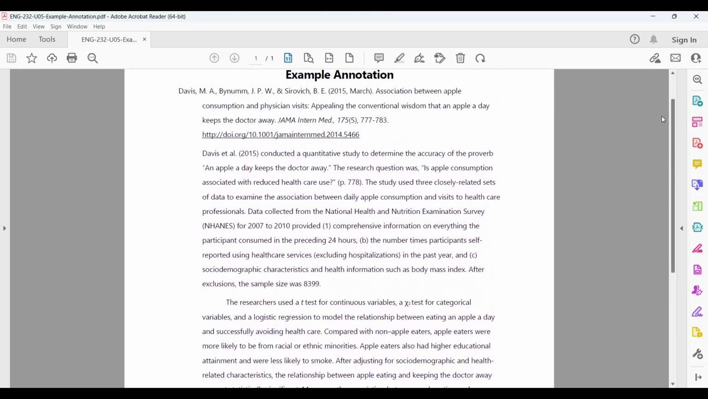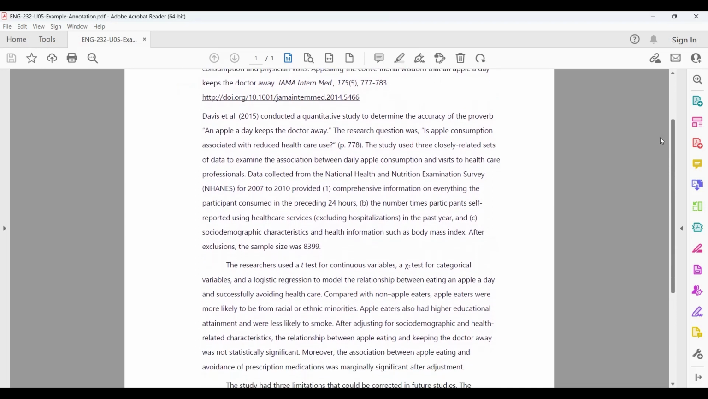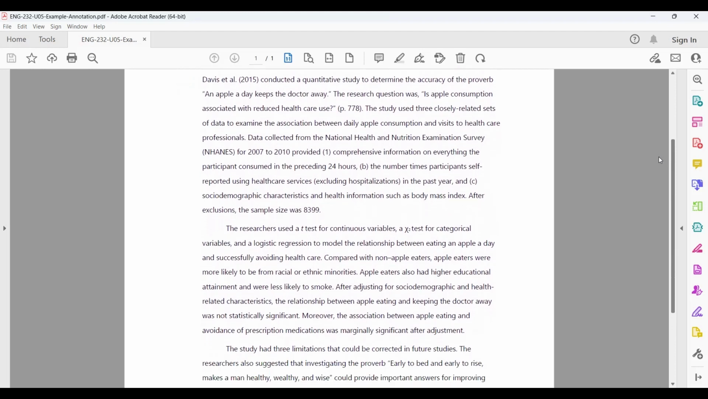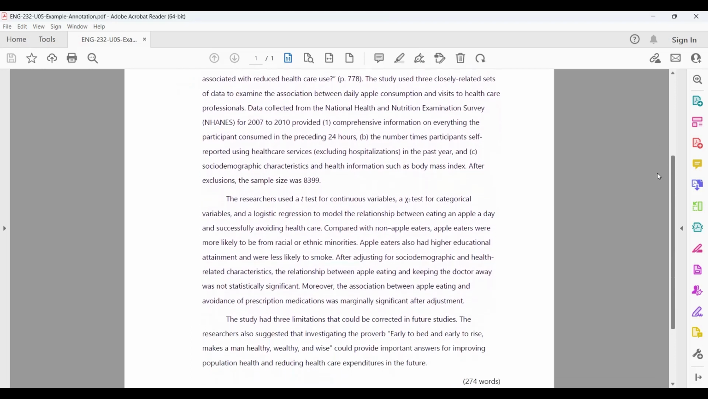So notice how the first paragraph aligns with the reference, but the first line is all the way out to the left, while in the following paragraphs, it's indented.